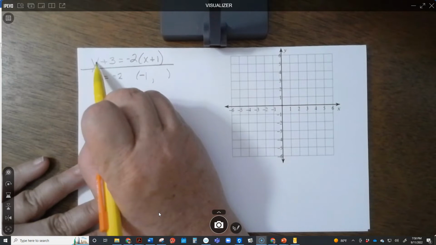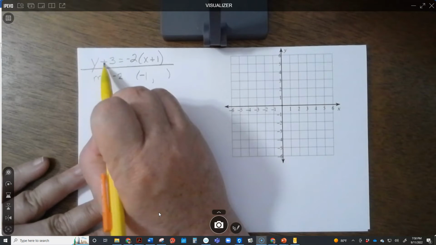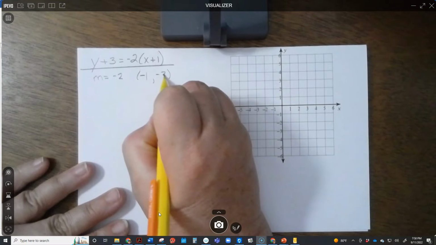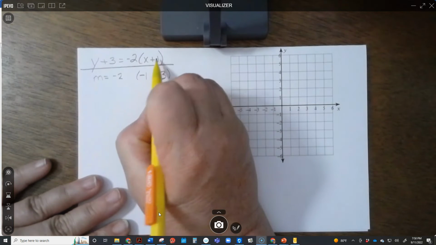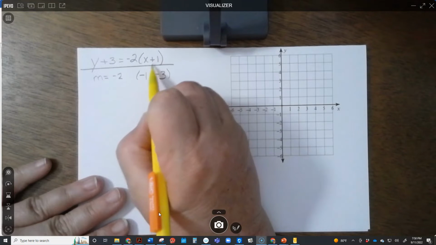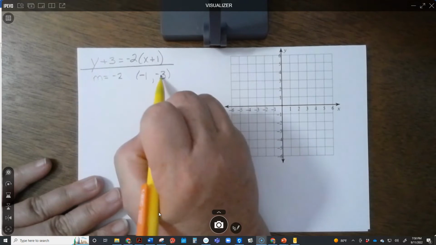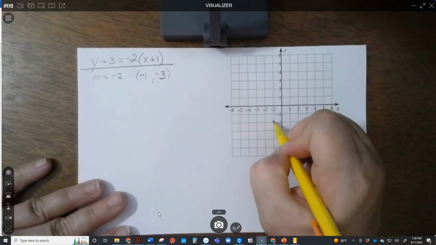This was y minus our number right here, we see a plus, so it means that we plugged in a -3. So the easiest way to remember that is just whatever number you see right here, change the sign. Whatever number you see right here, you change the sign. So that means that it passes through the point -1, -3.